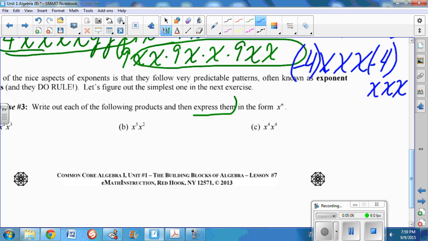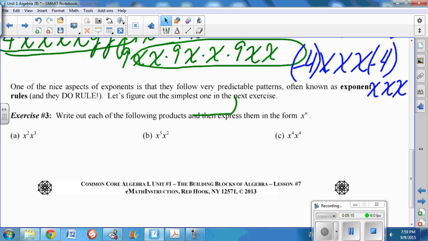So, looking at this next exercise, let's see if I can move my screen. There we go.